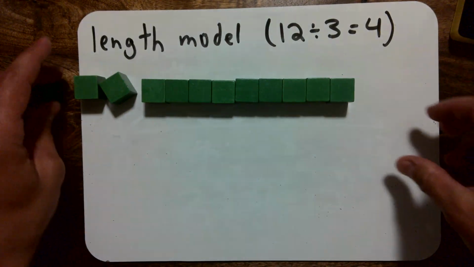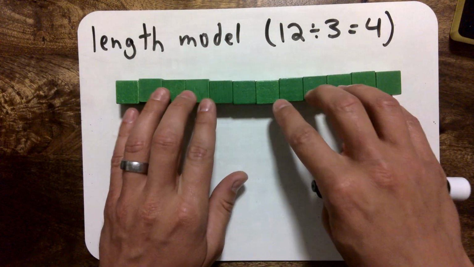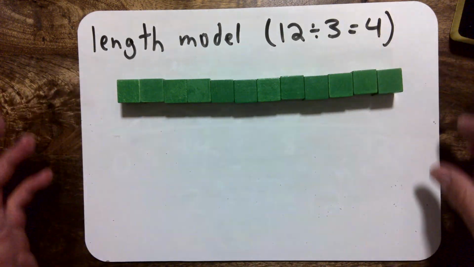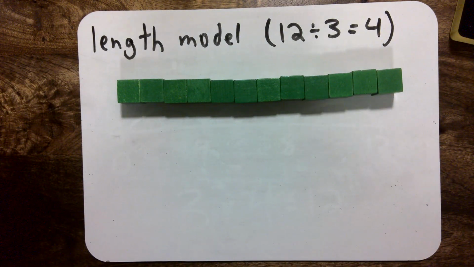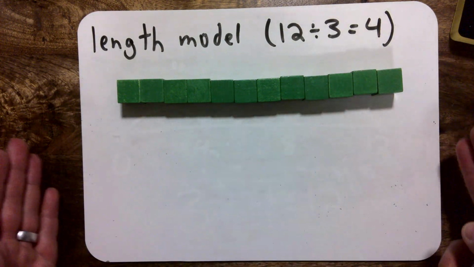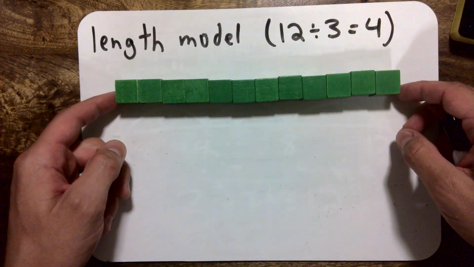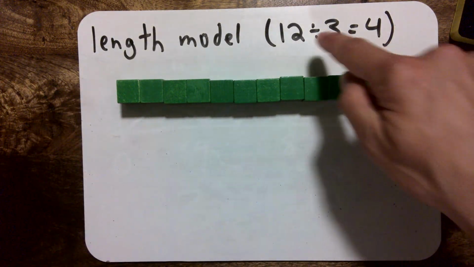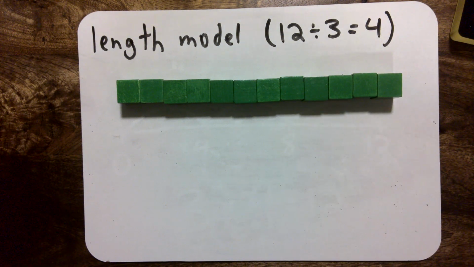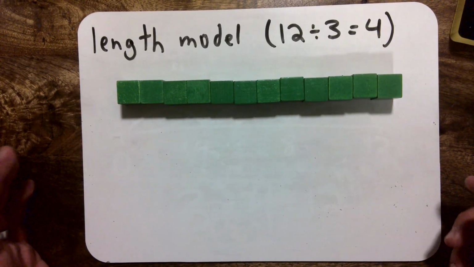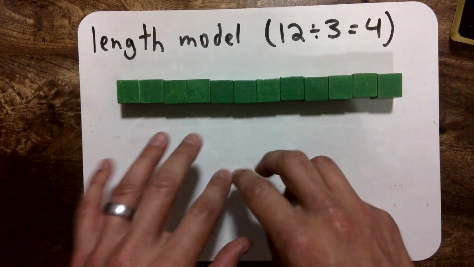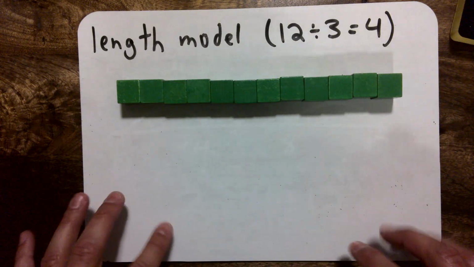Next, we'll look at the length model. We can use connecting cubes. I just use normal cubes because it'll be easier to slide around. With the length model, we're measuring one dimension, so we have the length. This is the total length, that's our 12, and we want to divide this into 3 equal groups. Again, if we didn't know that it was going to be 4, all we know is that there are going to be 3 equal groups.